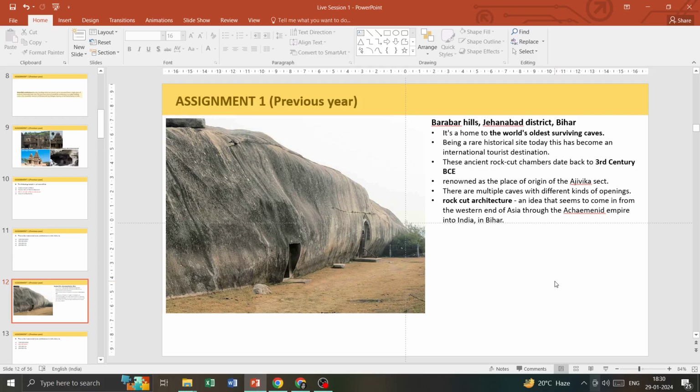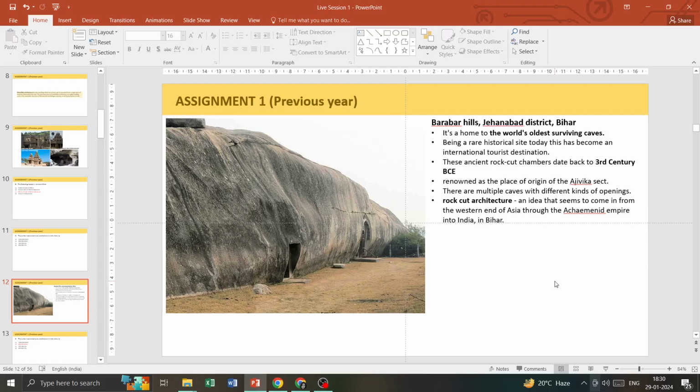There are multiple caves with different kinds of openings in Barabar Hills. This idea of rock-cut architecture has been laid out in research as seeming to come from the western end of Asia through the Achaemenid Empire, which was the Persian Empire, into India in Bihar. So through the years, the idea of rock-cut architecture has made its way from the Achaemenid Empire to India.